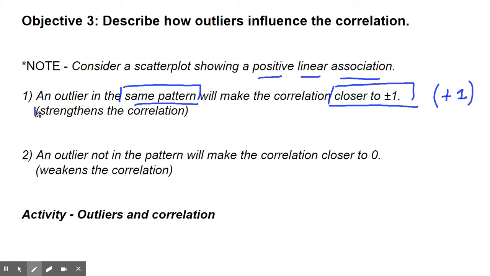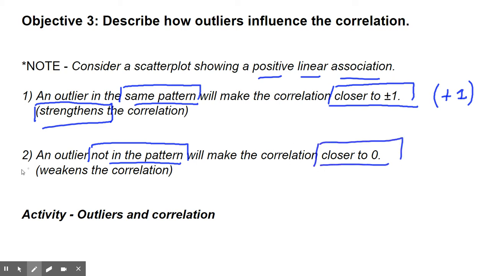And all that is saying is that if your outliers follow the same pattern, they strengthen the correlation value, which should make sense, right? It's in the same pattern despite being away from the other data. But now, if your outlier is not in the pattern, then of course it's going to bring that correlation value closer to 0. It's going to weaken the correlation value.